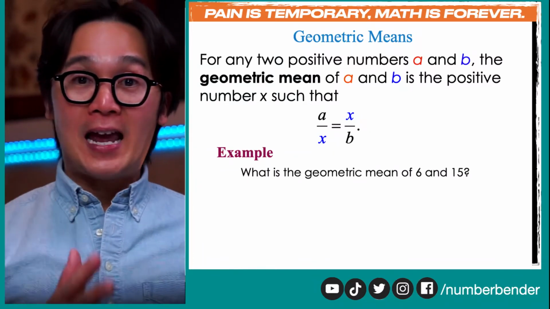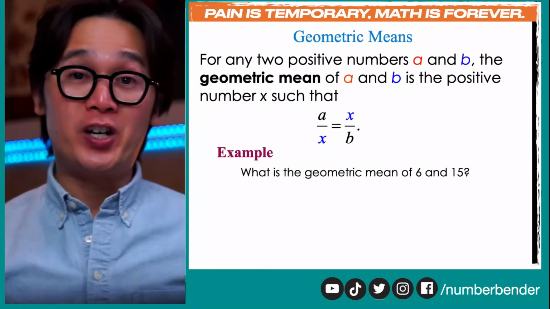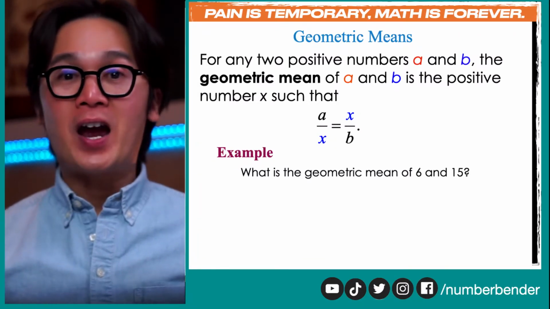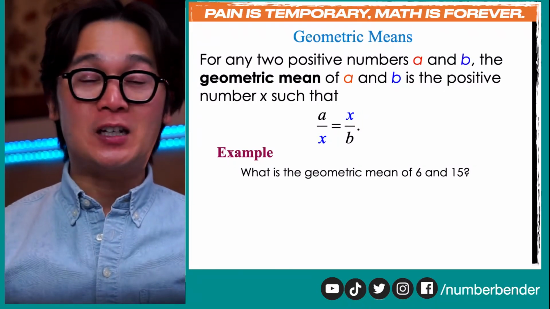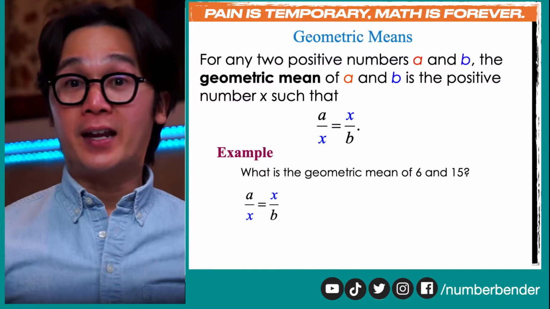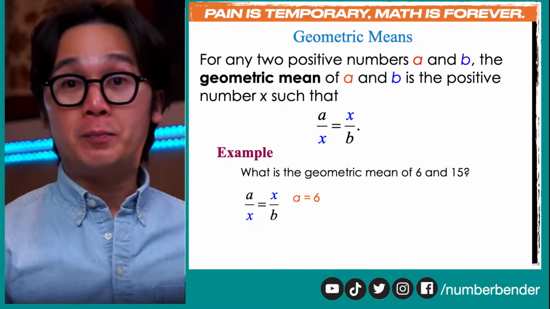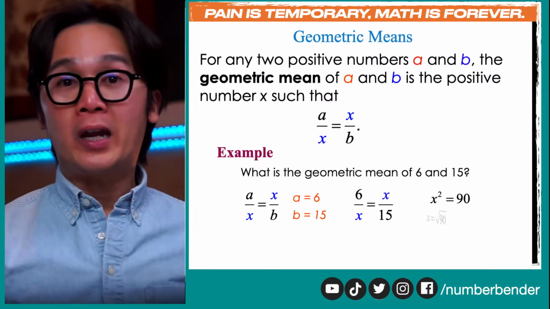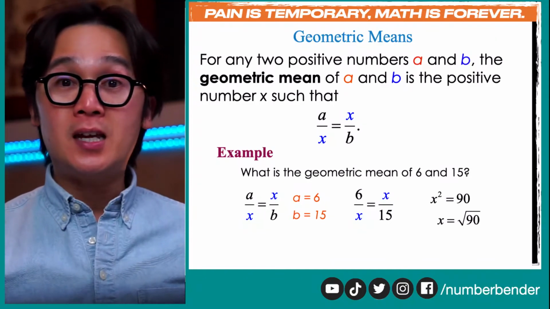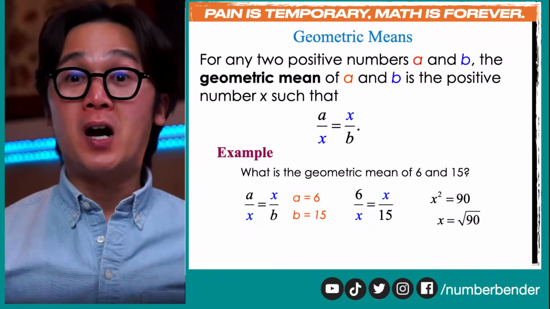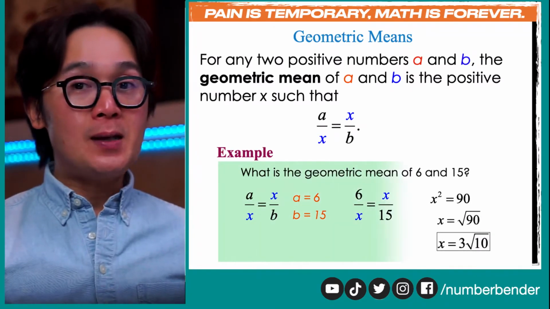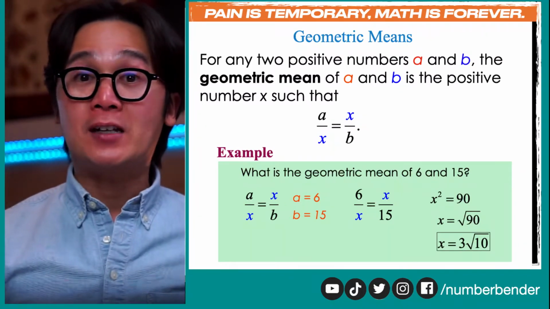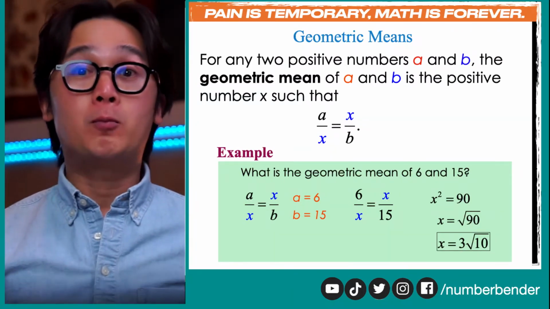So in this lesson, you need to have mastered your multiplication table to be able to easily and conveniently find the values of x or y or z that we're going to be working on in our lesson today. So from a over x is equal to x over b, we know that a is 6 and b is 15. We did cross products, and from here, we're able to find the value of x by taking the positive square root of 90, which we can simplify into 3 square root of 10.